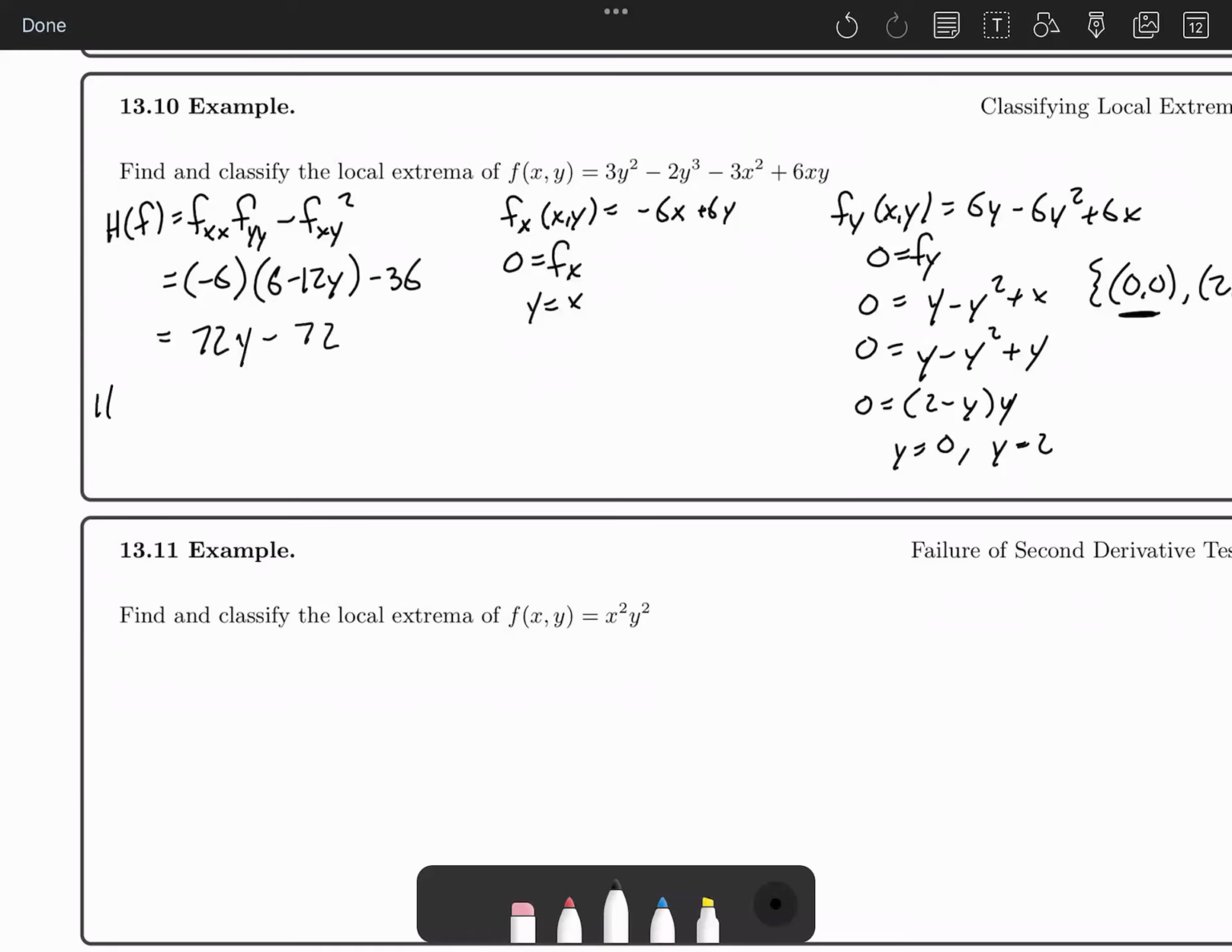All right, now our Hessian evaluated at (0, 0), our first point of interest, is going to give us a minus 72. So a negative Hessian means that the second order derivatives in xx and yy are different concavity types. Right, that's what gives us those saddle points. So at (0, 0), we don't have a minimum or a maximum.